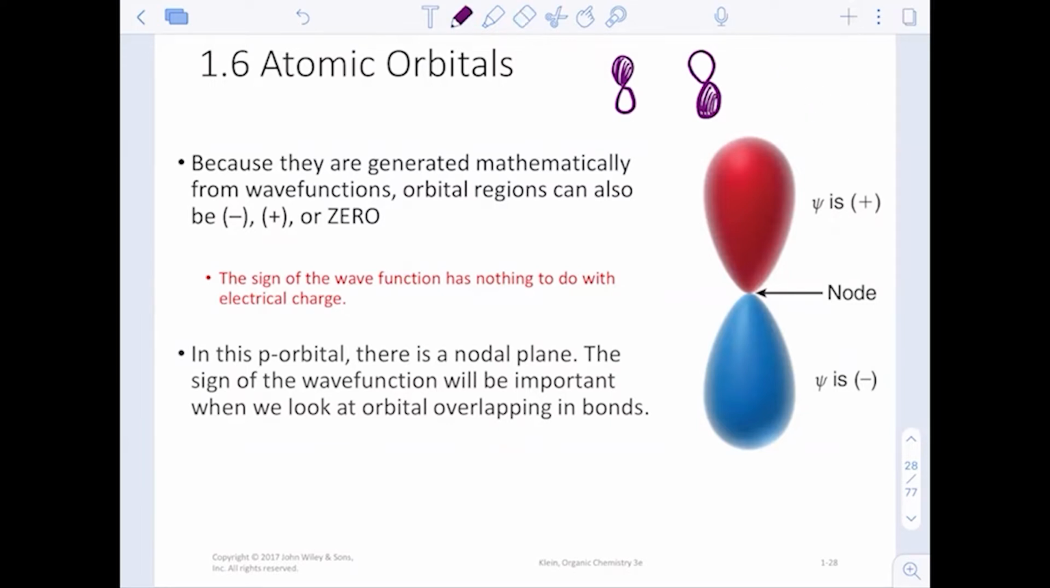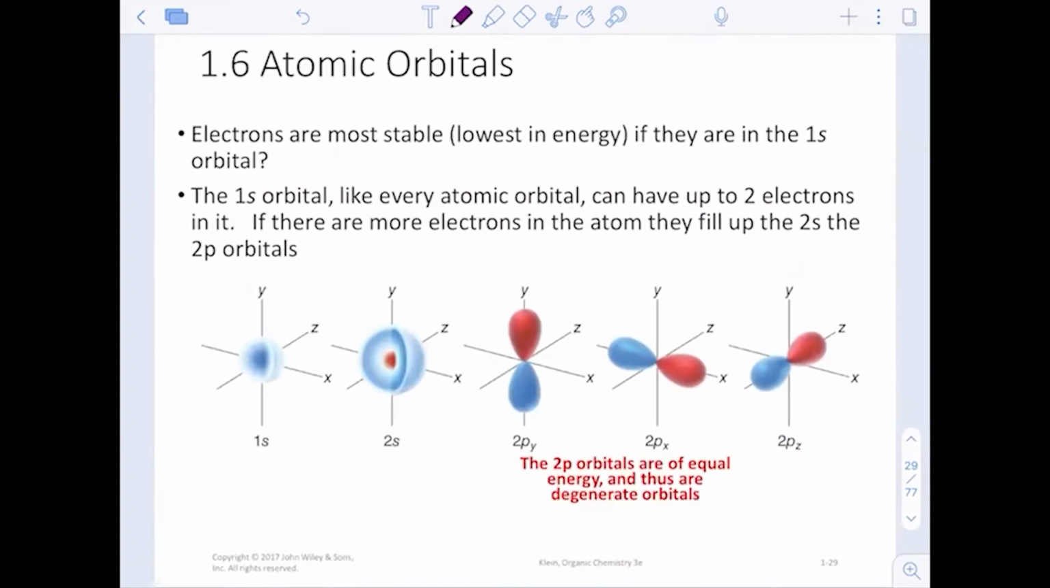We are trying to understand the full in-depth craziness of quantum mechanics in a simplified way. It doesn't mean that there's a positive charge or a negative charge depending on where the shading is. It's just looking at the sign of the wave function. And so we'll take that simplistically.